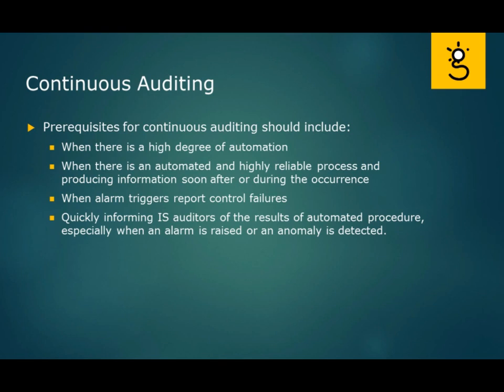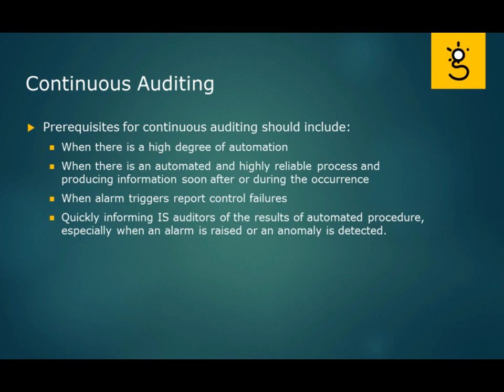When there's an automated and highly reliable process producing information soon after or during the occurrence is another time when we should put in continuous auditing. That might be considered as parts of credit card processing, right? Because as soon as I'm going through that process, it's producing information. It's doing it during the occurrence. It's pulling bank funds and those types of things. You may also consider continuous auditing whenever an alarm triggers, so that you can report control failures.